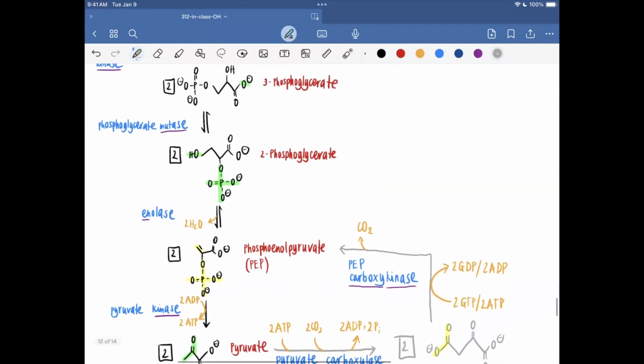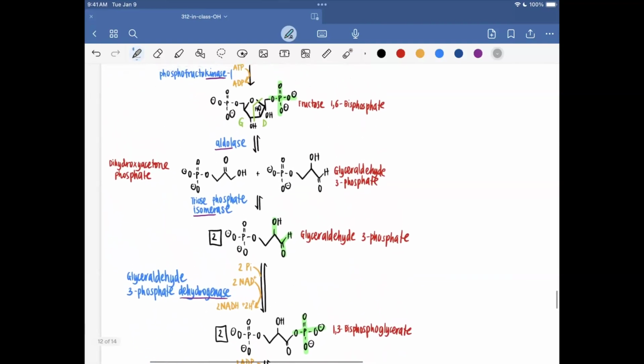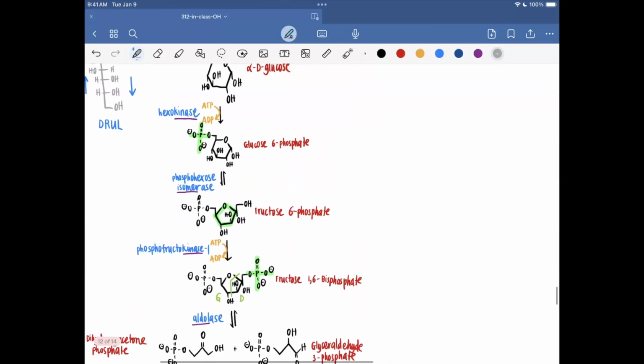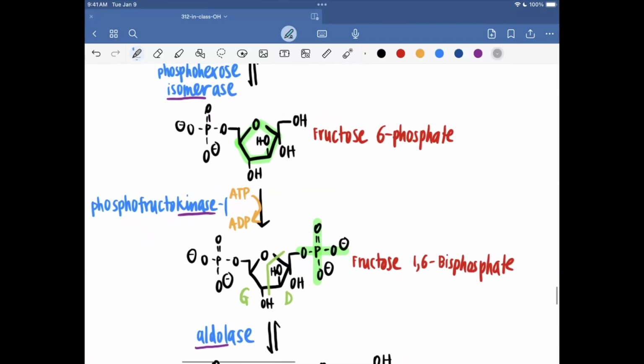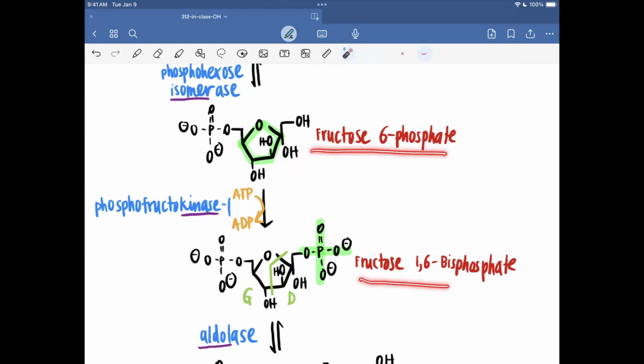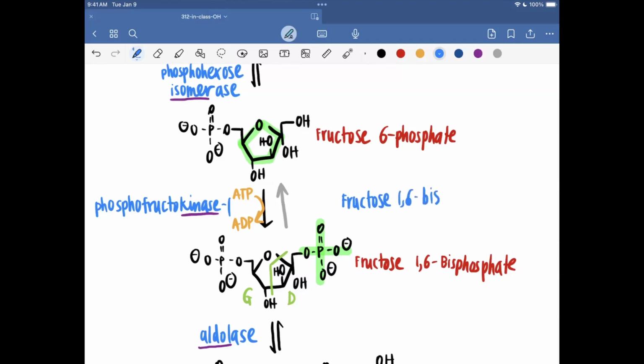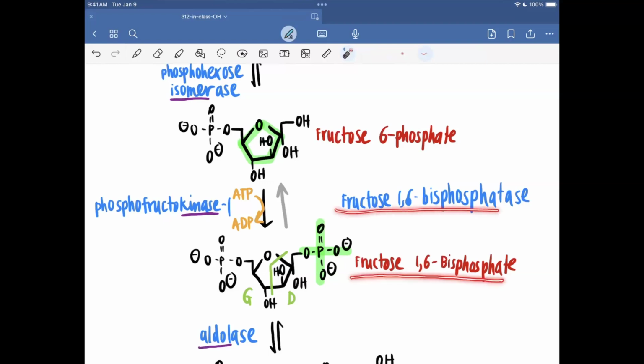Our second bypass step is going to bring us back to the preparatory phase of glycolysis, where we're going to look at the phosphofructokinase 1 reaction, where we started off with fructose 6-phosphate and went to fructose 1,6-bisphosphate by kinase activity. To reverse a kinase reaction, we're going to see a phosphatase activity. In this case, the phosphatase is called fructose 1,6-bisphosphatase. So we're just borrowing the name of our starting material here, fructose 1,6-bisphosphate, and the phosphatase component of our name is telling us that we are losing a phosphoryl group.